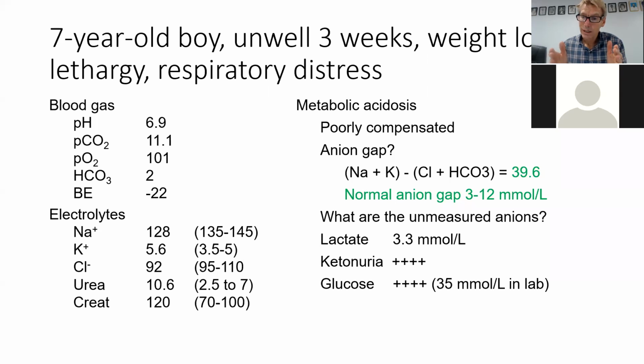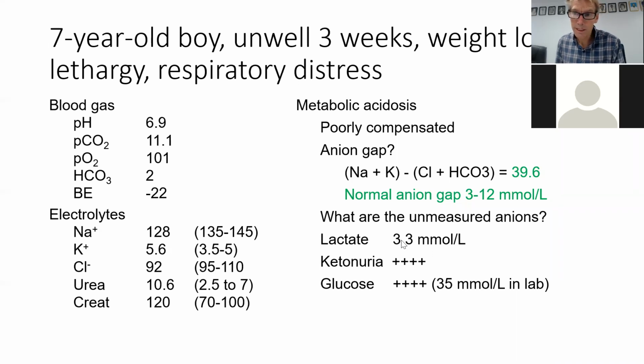But in this case, the unmeasured anions in diabetic ketoacidosis are ketones, of course. And this boy had large ketonuria, lots of ketones in his urine, and of course glycosuria as well. The ketone bodies that are unmeasured anions in a child who's got diabetic ketoacidosis are acetoacetate and beta hydroxybutyrate. You don't need to know that, but just to know that the reason for his large anion gap was because of ketonemia, a lot of ketones in his blood.